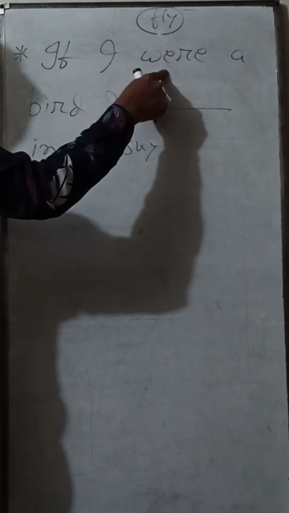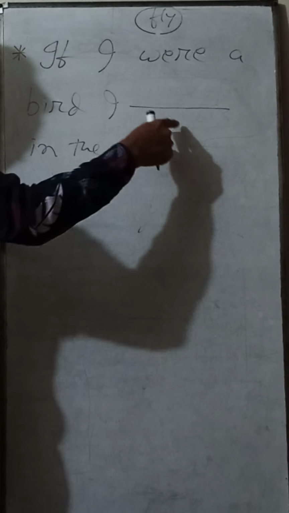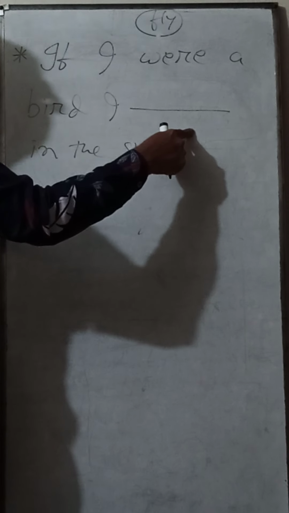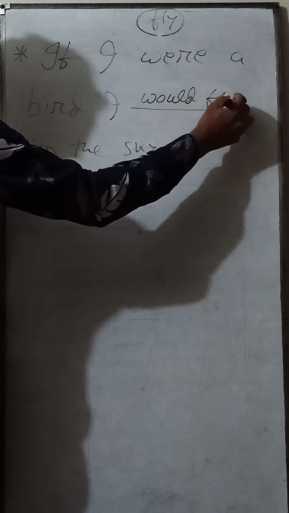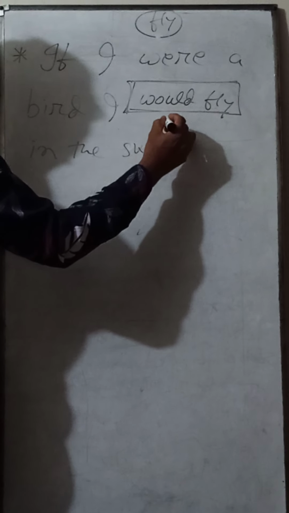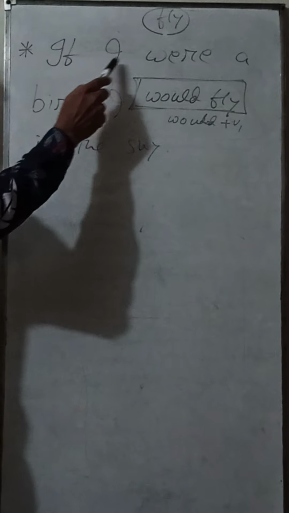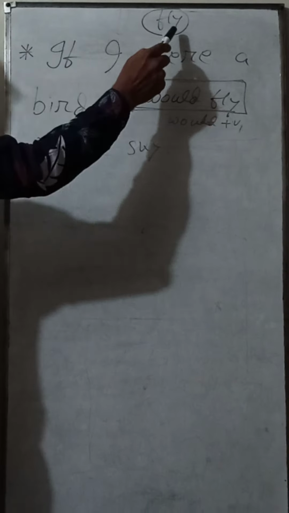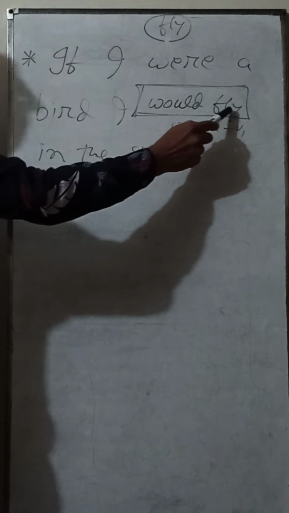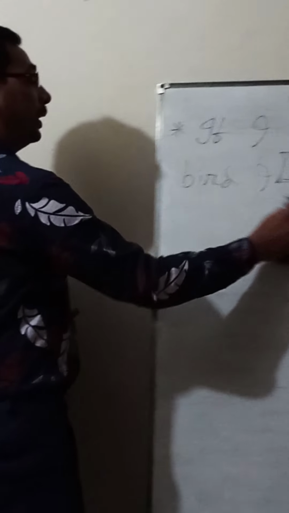And if plus subject plus were, the second part of the sentence will be subject plus would plus V1. If I were a bird, I would fly in the sky. And the correct form of the verb will be would plus V1. You have to write would fly. Okay? If plus subject plus were, the second part of the structure will be subject plus would plus V1. And if you find the V1 fly, you have to write would fly. And this is also an important structure.